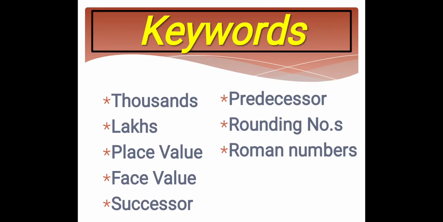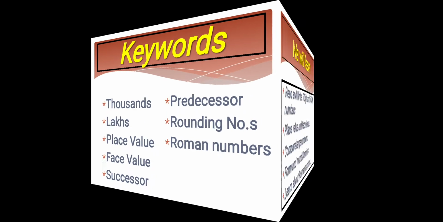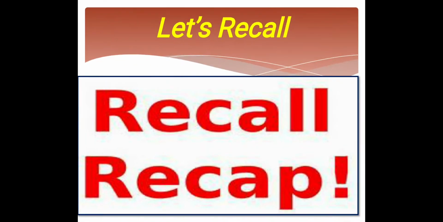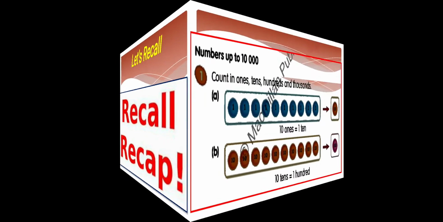The keywords, children, that we are going to use are thousands, lakhs, place value, face value, successor, predecessor, rounding numbers, Roman numbers. We will learn to read and write 5-digit and 6-digit numbers. Place value, face value, compare large numbers, form and round numbers. Learn about Roman numbers. Let us recall what we have done in class 3.